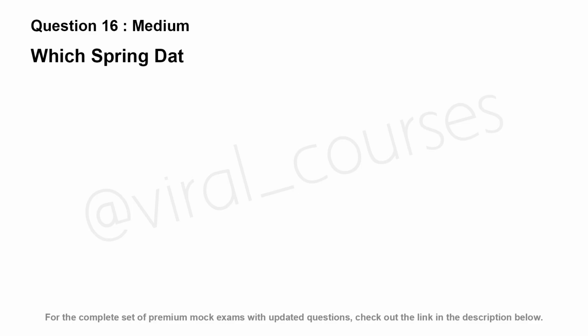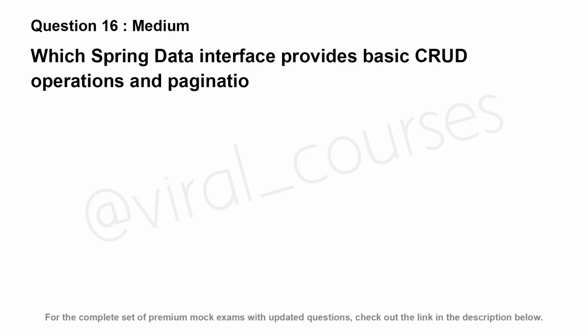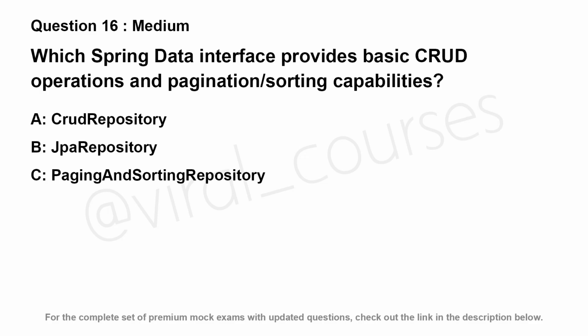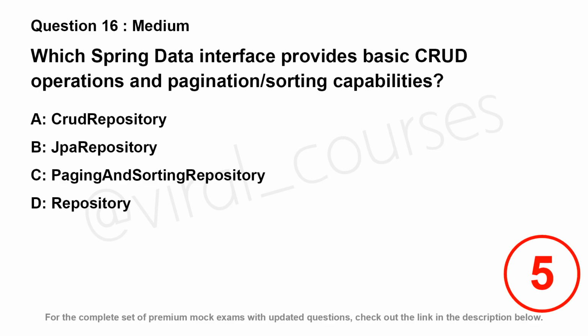Which Spring Data interface provides basic CRUD operations and pagination, sorting capabilities? Option A. CrudRepository. Option B. JpaRepository. Option C. PagingAndSortingRepository. Option D. Repository.